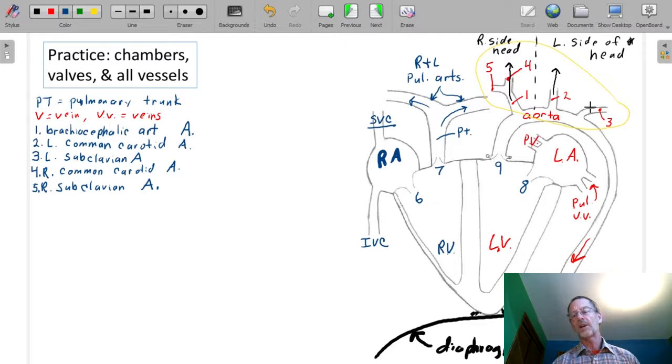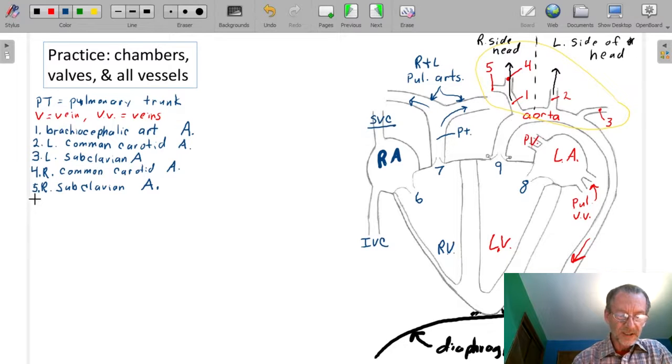So the vessel coming off the arch going to the left arm would be the left subclavian. If we're going to the right arm, we would go off through number 5, the right subclavian. 2 and 4 carry blood up to the head. That's the idea. So that completes the vessels. Let's do the valves.